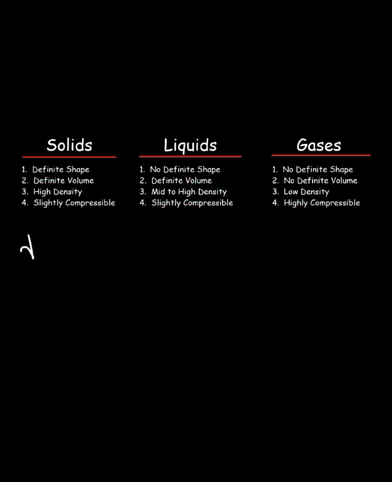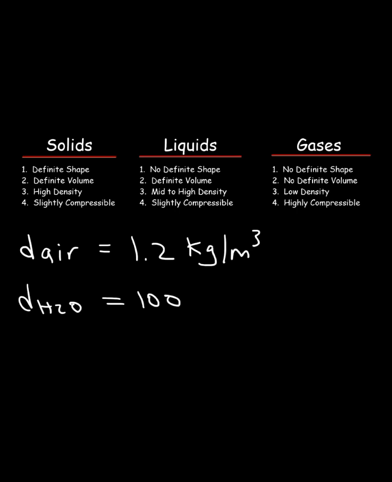Now, just to put that in perspective, the density of air at 20 degrees Celsius, it is temperature dependent, is around 1.2 kilograms per cubic meter. And if you compare that to the density of liquid water, it's 1,000 kilograms per cubic meter. So the density of a liquid is much higher than the density of a gas.